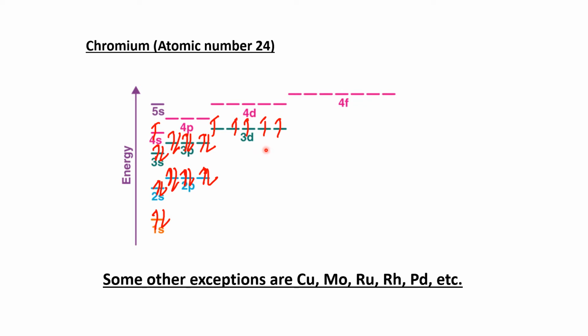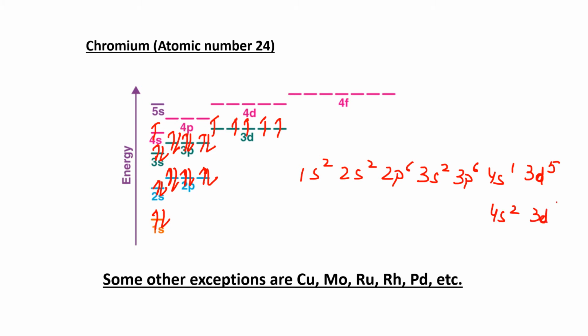So that is why for chromium we didn't write 4s2 3d4. So let's write the electronic configuration. It is 1s2 2s2 2p6 3s2 3p6 4s1 3d5. It should have been 4s2 3d4, but this one is wrong. It's here 4s1 3d5 because both the orbitals are half filled, and that is why it is a more stable configuration.